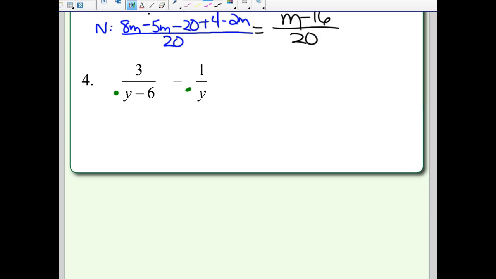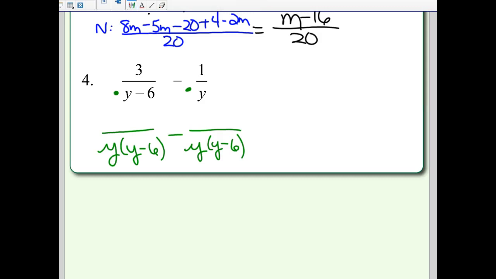And so this happens a lot. That means if there's nothing common to both, then everybody comes to the party, and that right there is my common denominator. All right? So the y in the binomial y minus 6 is not the same as the y that stands alone, so they both come together to the party to be the common denominator.